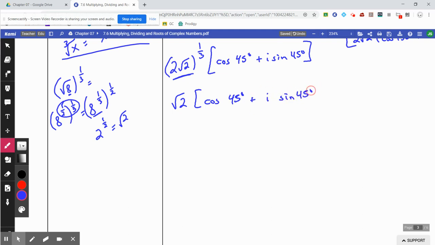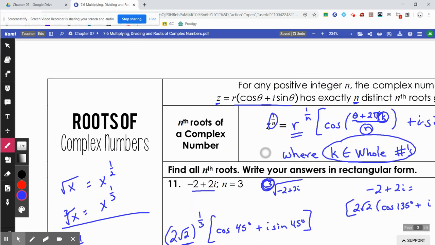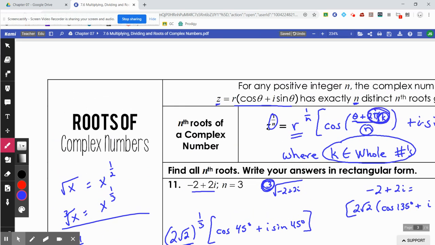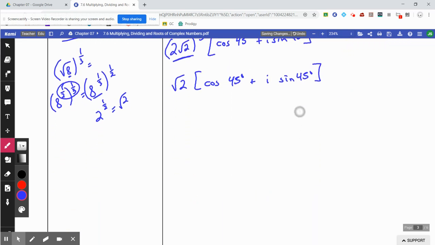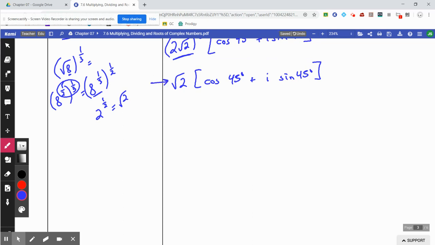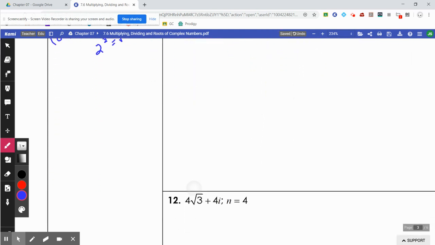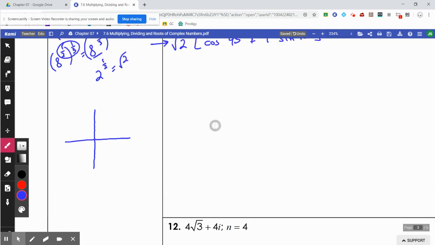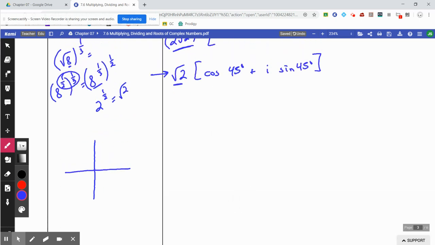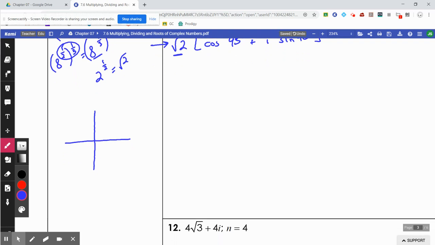Now, the rest of that stuff up here, what does all of this mean? Here's my interpretation of it. This is one of my answers. I should have a total of 3 answers. Here's what's neat about these roots. They're equally spaced. I've got one root that occurs at a modulus of root 2 and at an angle of 45 degrees, which is somewhere right along in here. My other answers will be spaced out equally.